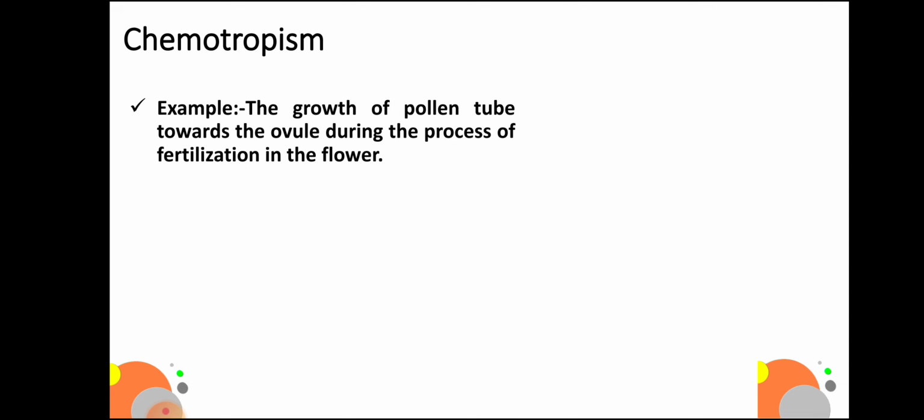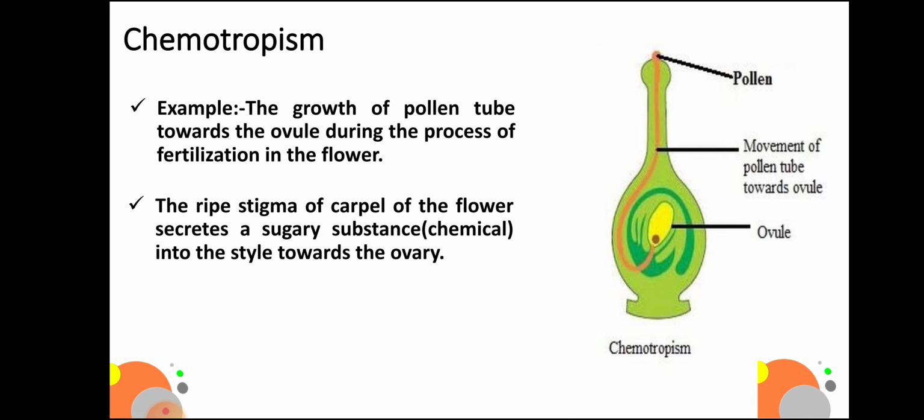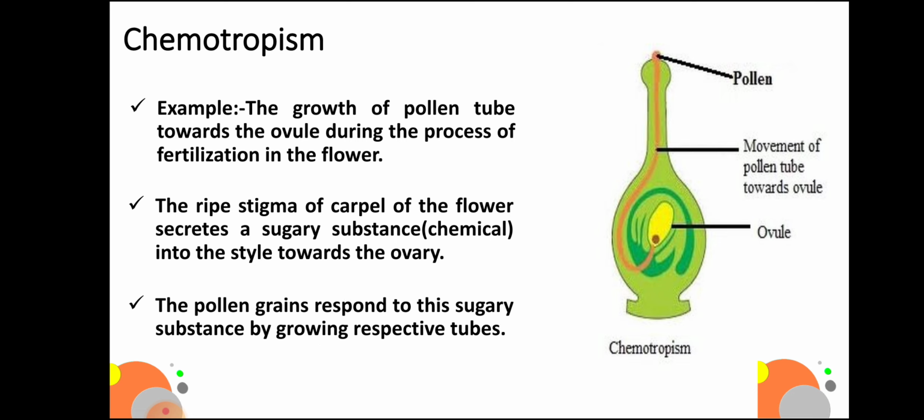For example, the growth of the pollen tube towards the ovule during the process of fertilization in a flower. The ripe stigma of the carpel of the flower secretes a sugary substance, that is a chemical, into the style towards the ovary. The pollen grains respond to this sugary substance by growing respective tubes.